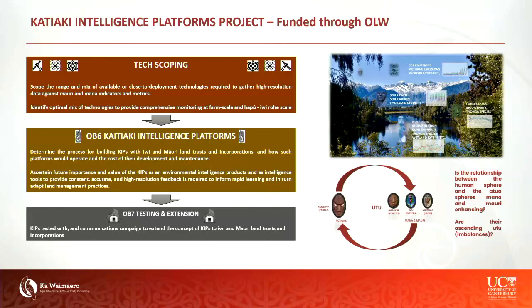And so this is what we're going to be building, and you can see it up here, with the idea being that we're reporting back against these different spheres, against these different atua, across these different areas, with this idea that we'll be able to find out the balance levels. Are we in balance? Are we imbalanced? Is it an ascending balance or a descending balance? Is mauri being enhanced? Is mana being enhanced in these relationships? Yeah, so it's an 18-month program where we're working with different iwi to explore that, and Māori land trusts and corporations.